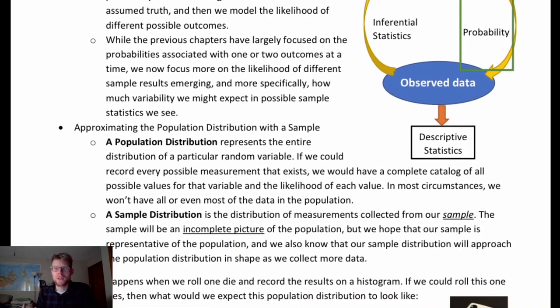So we can start this segment by thinking about what sample distribution I would expect to see if there is a particular population distribution that I'm drawing from. As you might remember, the sample distribution represents the measurements collected from our sample, if I just put them on a histogram or a bar plot. And a sample is always going to be an incomplete picture of the population. However, as long as our sample is randomly selected or in some way representative of the population of interest, then we know that the sample distribution should approach the population distribution in shape as I collect more and more data.